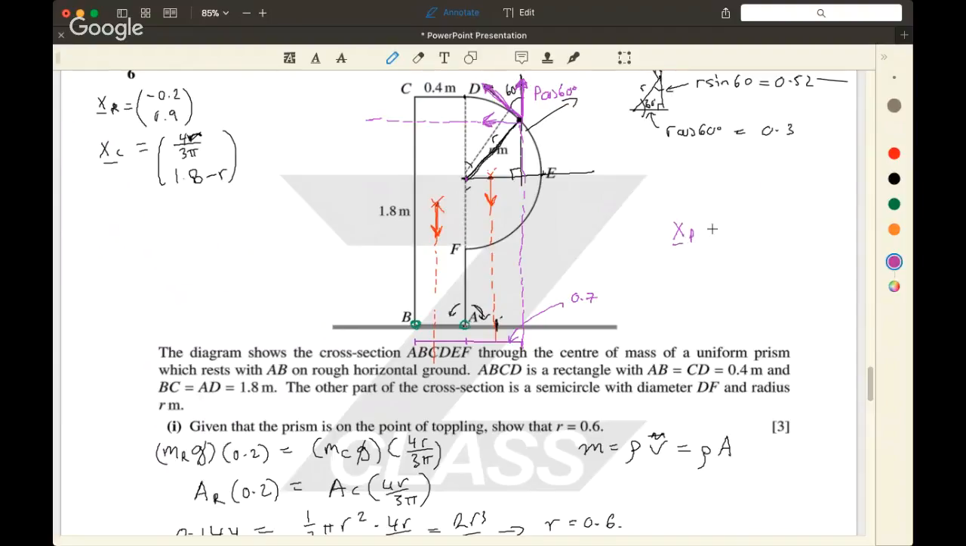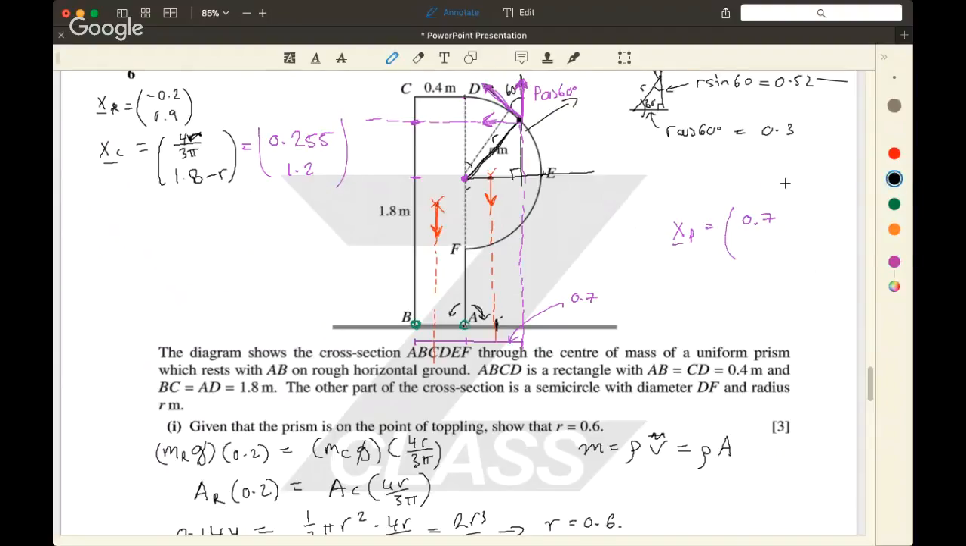So let me put XP. These are the relevant distances at which P is acting. So in the X direction, 0.7. And in the Y direction, well, what's this distance here? It's this height, which was the height of the center of mass of the circle, 1.8 minus r, plus this distance, which was the 0.52. That doesn't take too long to work out. I should just put this as 1.72, and 1.8 minus r, where r is 0.6, is 1.2, just for reference.